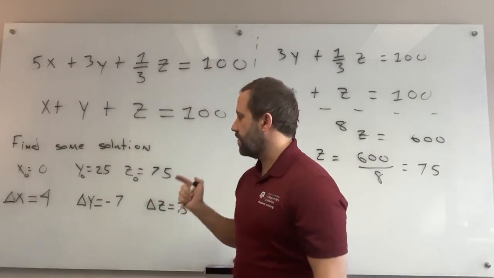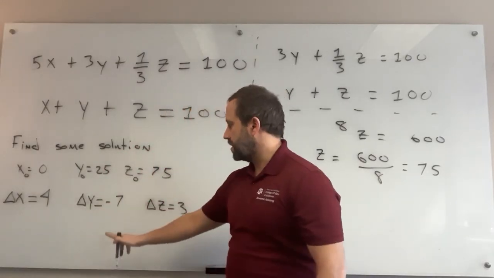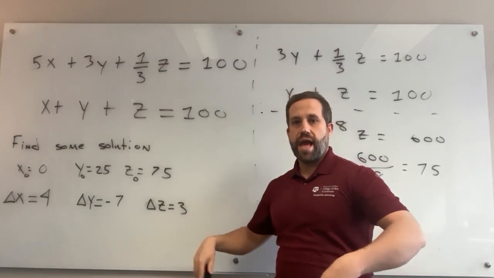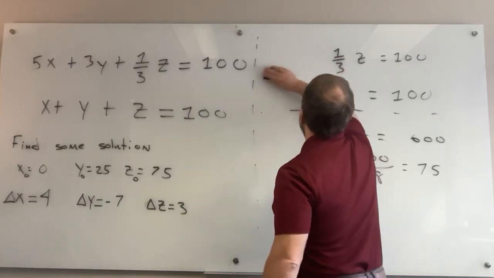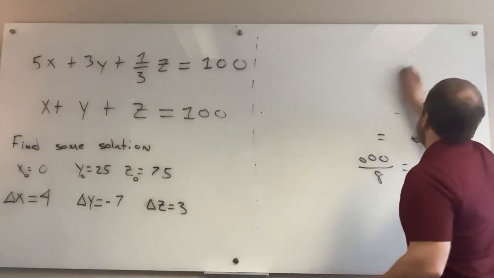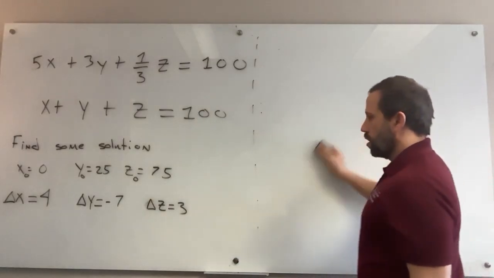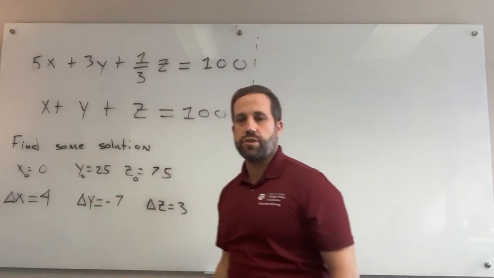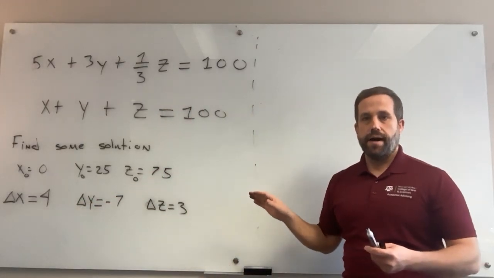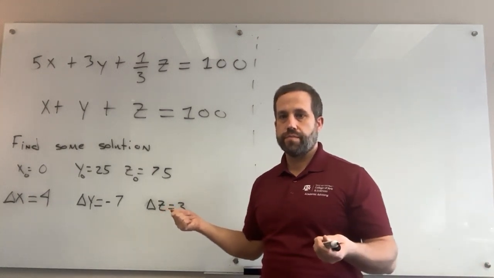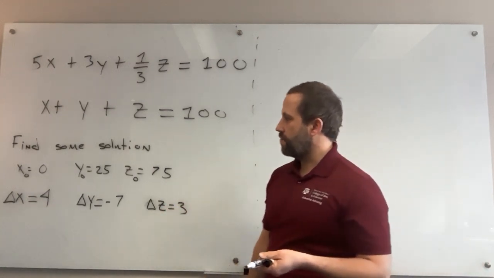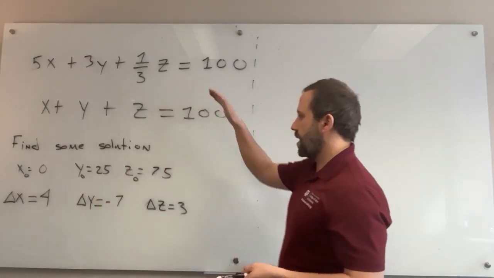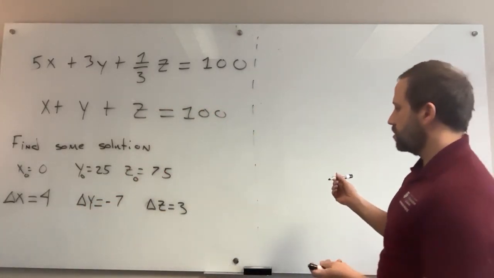Now what this means is if I increase x by 4, I decrease y by 7, and I increase z by 3, that's going to give me more solutions. And if I repeat this process over and over again, those are going to be the solutions that I get. Now, I didn't mention this before, but also if we multiply all of these by -1, that's also going to give us another solution as well. Okay, but notice that if we start at x naught equals 0, we can't decrease. So we're going to start this and increase and do these increments and see how many solutions that we get.